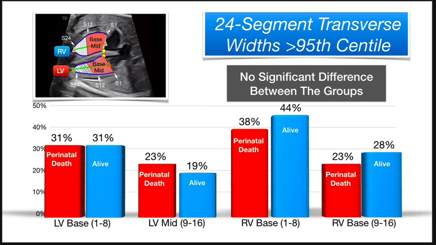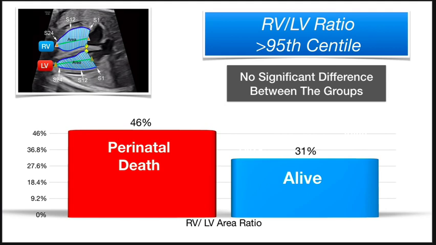The right and left ventricles demonstrated no significant differences in the number of fetuses who had a perinatal death and those who did not for the right and left end-diastolic transverse widths for all segments of the left ventricle and segments 1 to 16 of the right ventricle. The right to left area ratio demonstrated no significant differences in the number of fetuses who had a perinatal death and those who did not.